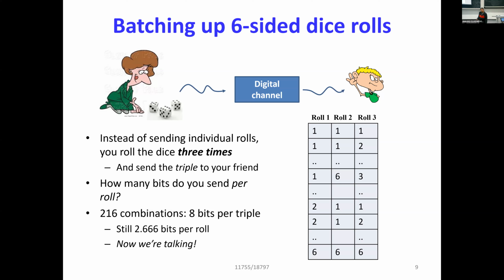That's 8 divided by 3, right? That's 2.666. So this seems to be helping, right? Maybe we're getting better. So what would the next thing to do be? Another roll. Add another roll.